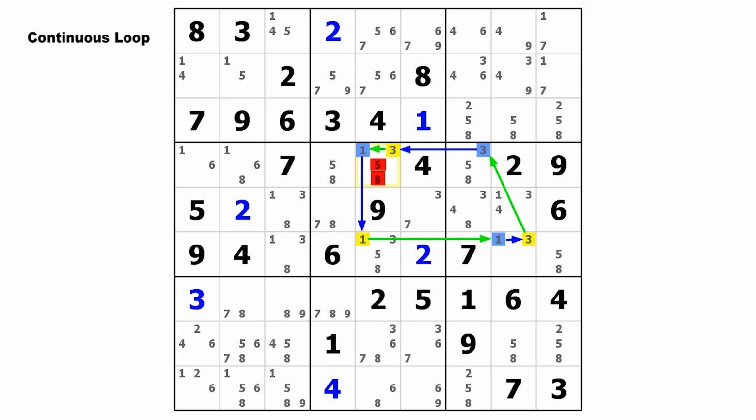Now there is a weak link between these 2 ones here in row 6, so that means this one over here must be false because it lies in the same row. Either the yellow one or the blue one must be true.